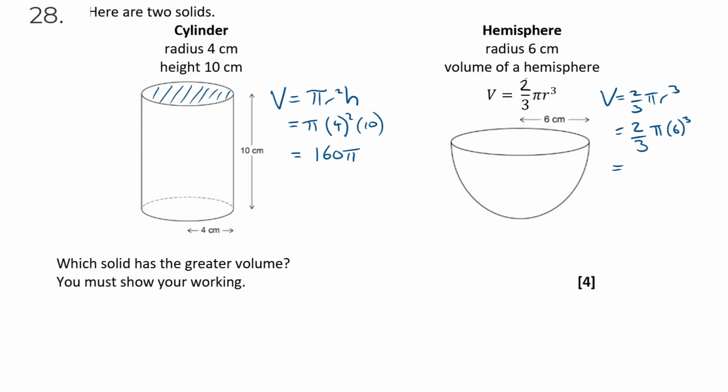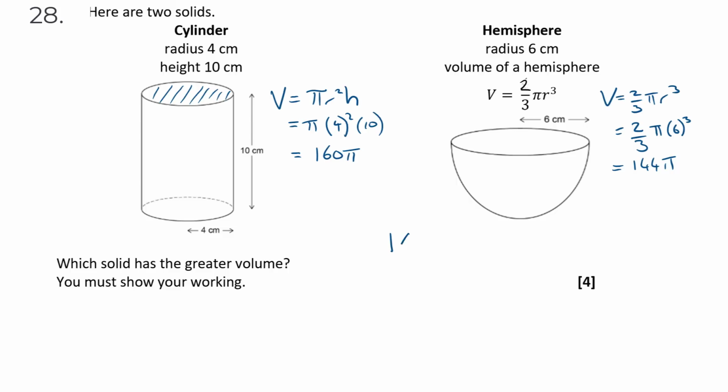But another way of thinking about it is 6 times 6 times 6. One of those 6's you're going to divide by 3. So it's actually going to be 6 times 6 times 2. So 6 times 6 is 36, times another 2 is 72, times another 2 is 144. I make that 144 pi. Alternatively, you can multiply out 6 cubed, get 216, divide by 3, and then times by 2 to get 144. Okay, so either way, I've got 160 pi and 144 pi.